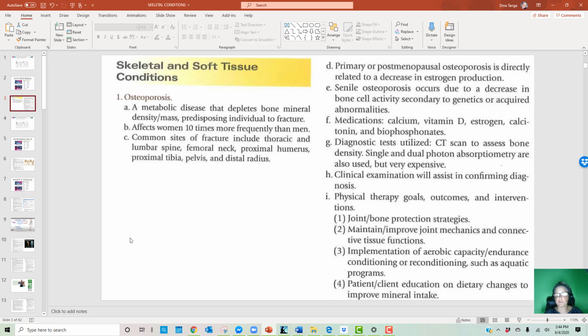Physical therapy goals, outcomes, and interventions include joint and bone protection strategies, maintaining improved joint mechanics and connective tissue function, implementation of aerobic capacity, endurance conditioning, or reconditioning, such as aquatic programs, and patient-client education on dietary changes to improve mineral intake.